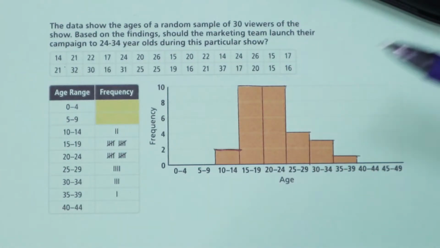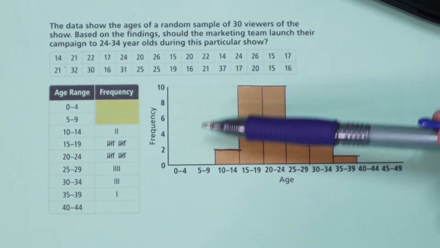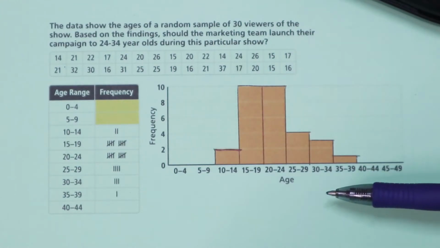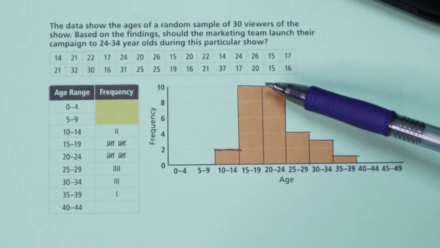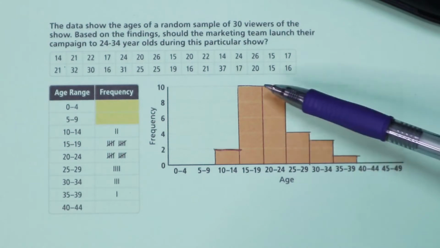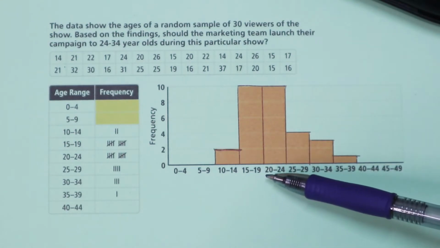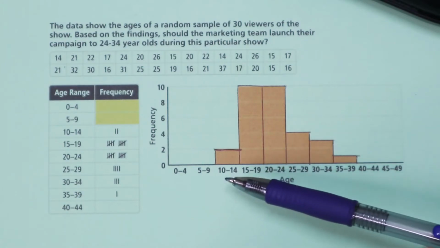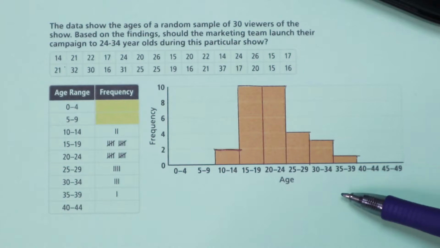Again, you don't have to learn how to create the histogram, but this is a histogram that represents the 30 people here. And from the histogram, because of the height of the bar, I see that most people are between 15 to 19 years old and 20 to 24 years old. Not so much on the teens and not so much on the people who are almost 40 years old.